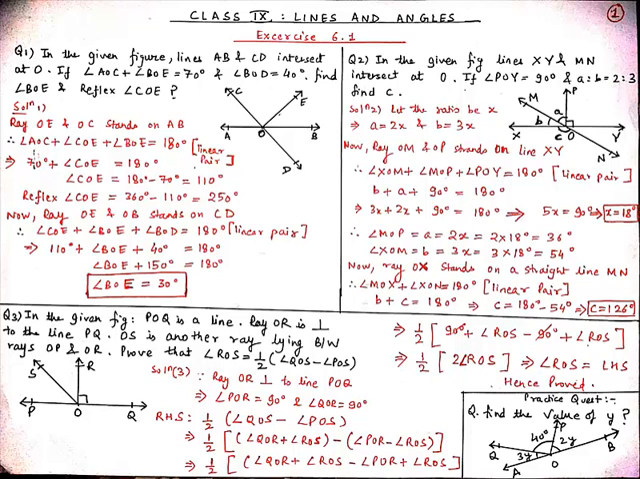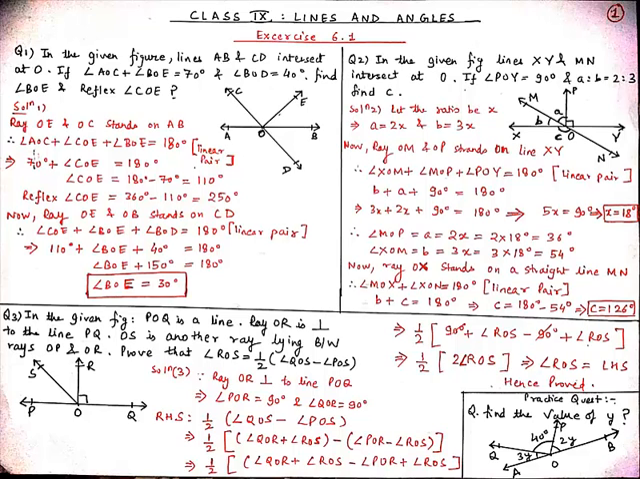As per the figure, we can clearly see that rays OM and OP stand on the line segment XY. So by linear pair, we can say that angle XOM plus angle MOP plus angle POY is equal to 180 degrees. So from here, we can write it as B plus A plus 90 is equal to 180 degrees. We know that B is equal to 3x and A is equal to 2x. So from here, we get that 5x is equal to 90. Therefore, x is equal to 18 degrees.